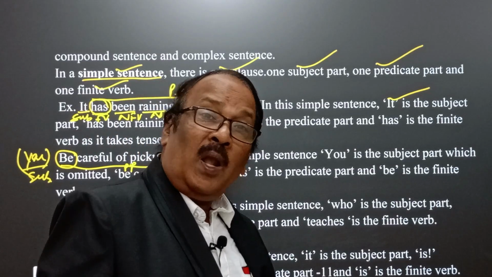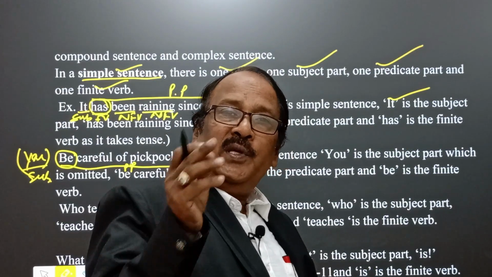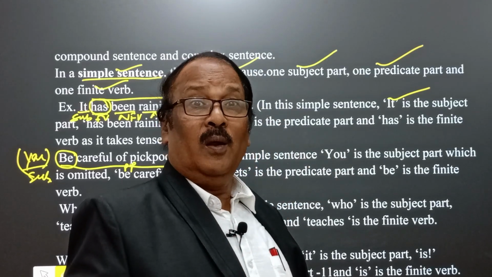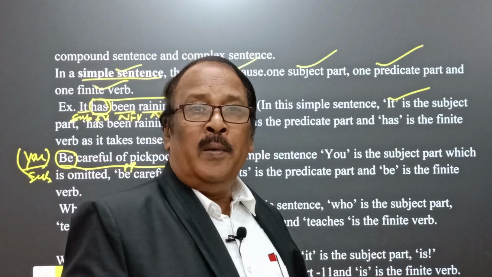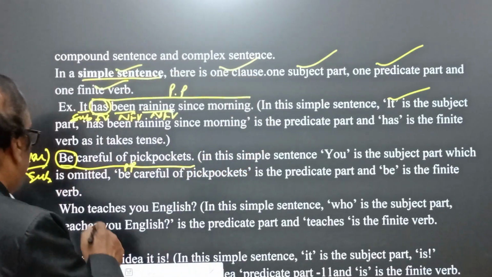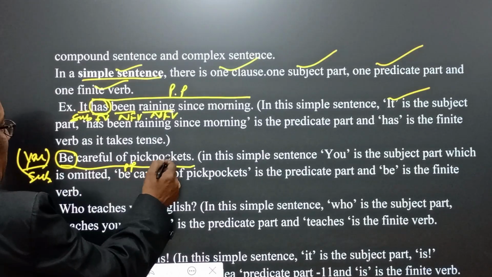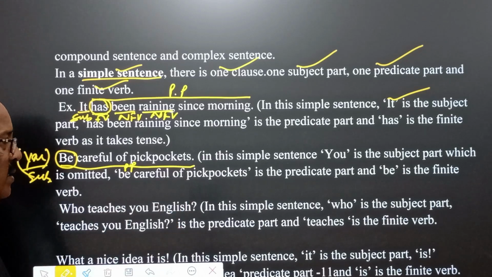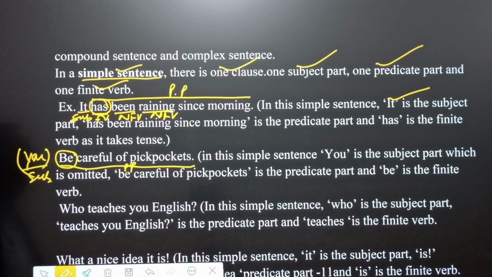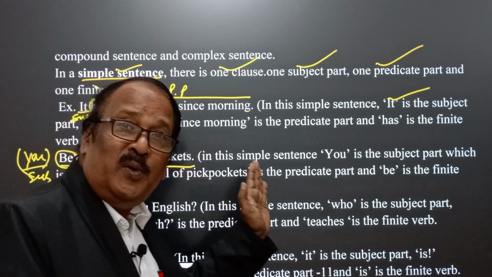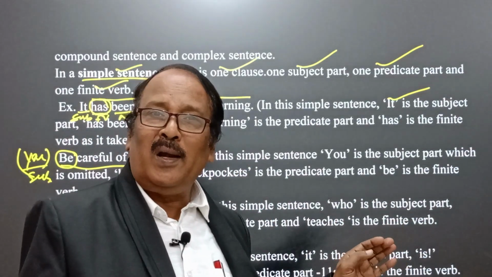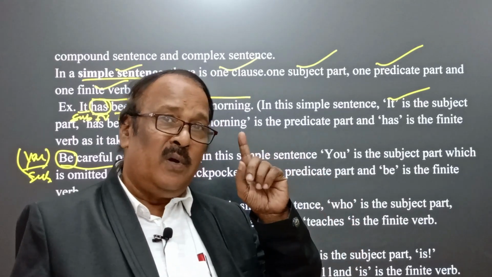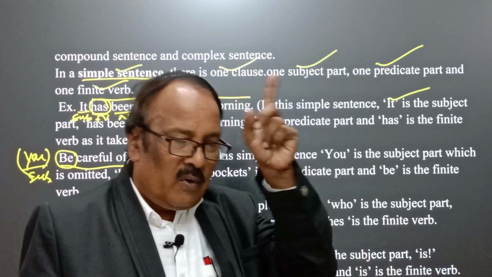As we know, the be verb is used as an auxiliary verb, but it can be used as a main verb to express the meaning become. Be means become. Here, careful of pickpockets is the predicate part, and be is the finite verb. It is now proved that be careful of pickpockets, an imperative sentence, is also a simple sentence. It has one subject part, one predicate part, and one finite verb.